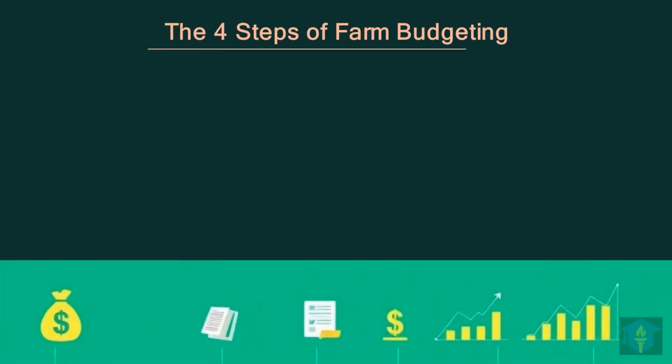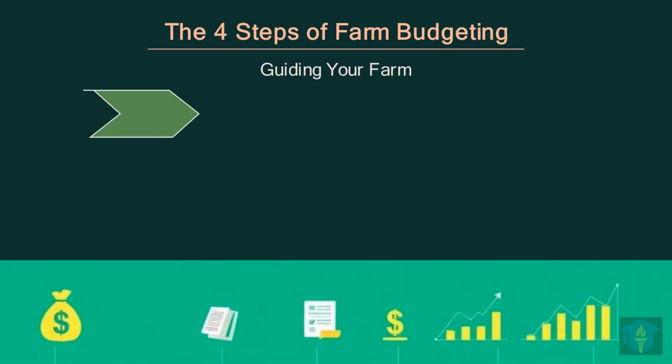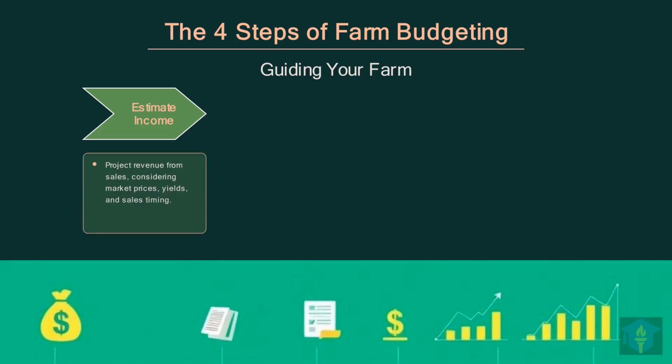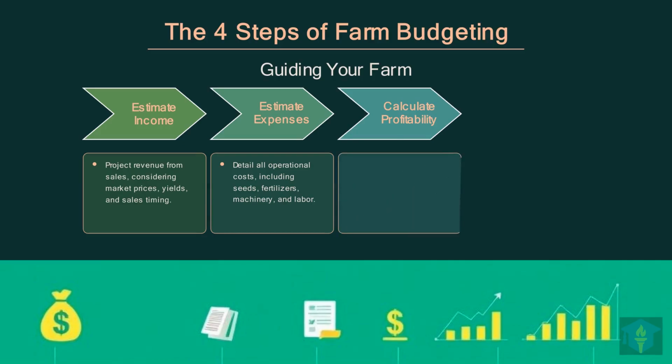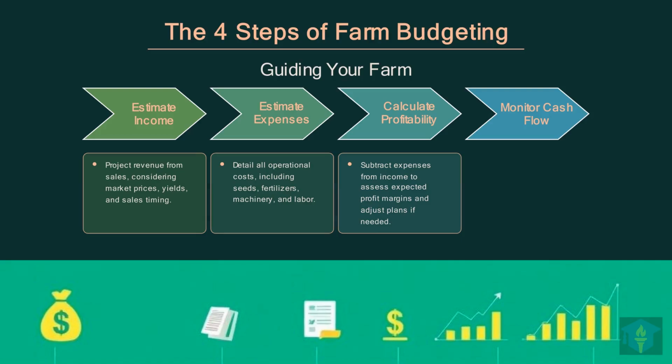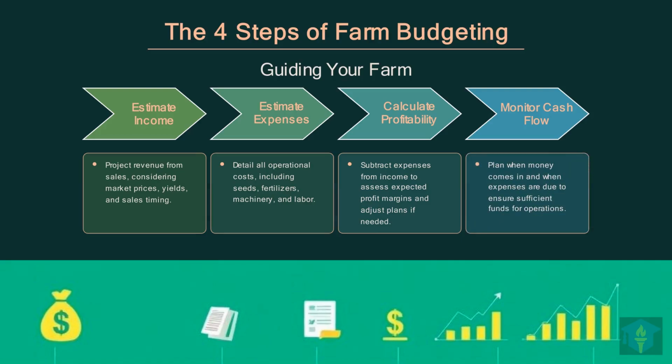Now, let's look at the 4 steps of farm budgeting. These steps guide your farm's financial planning. First, estimate your income from various sources. Project revenue from sales, considering market prices, yields, and timing. Next, estimate all your expenses carefully. Detail operational costs, including seeds, fertilizers, machinery, and labor. Then calculate your overall profitability. Subtract expenses from income to assess expected profit margins. Finally, monitor your cash flow regularly. Plan when money comes in and when expenses are due.